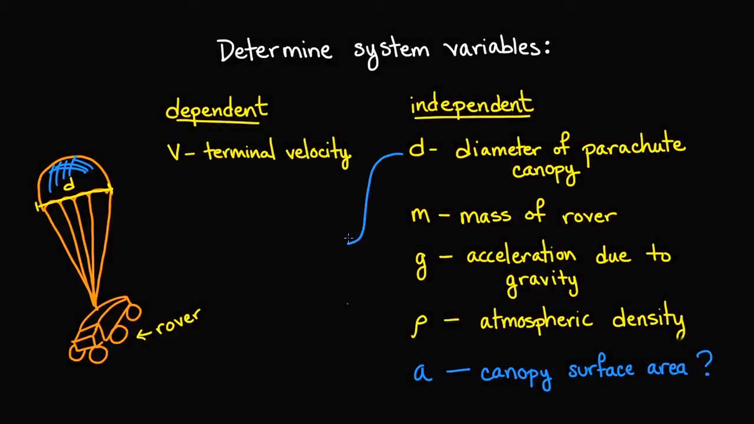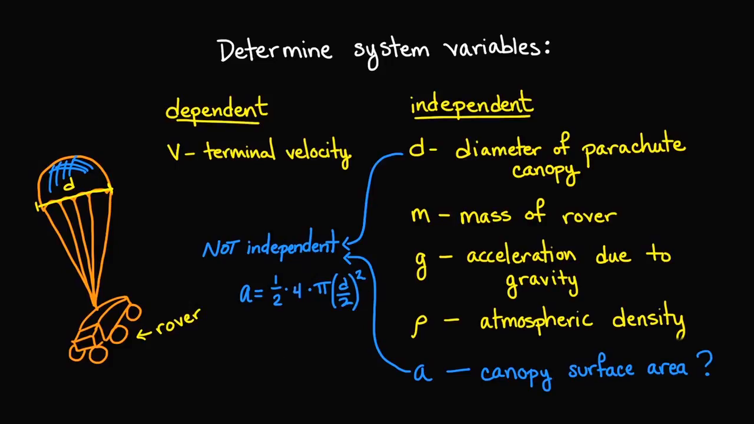We didn't include the surface area of the canopy because it is not independent from the diameter of the canopy. In fact, we can determine the area as a function of diameter, so we don't need both. Question: could we use the surface area instead of the diameter? Absolutely. We need the variables to be independent, but it doesn't matter which variables we use.